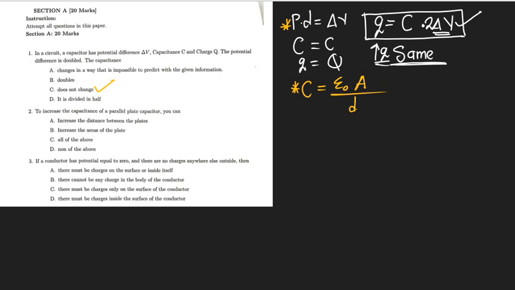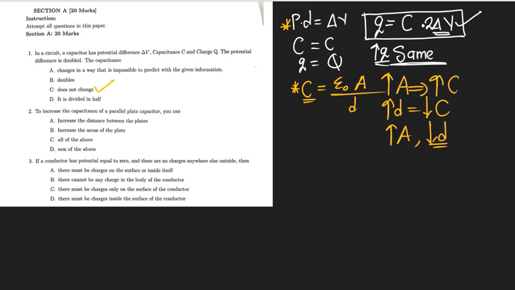Now I want you to see how this one is affected. When you increase the area, what happens to the capacitance? The capacitance also increases. But when you increase the distance and then you maintain the area, you discover that your capacitance will be reducing. If you increase the area and at the same time reduce the distance, or you maintain the area but just reduce the distance, you discover that this value is going to be increasing. So to increase the capacitance of a parallel plate capacitor, you can just increase the area. That's the concept behind.